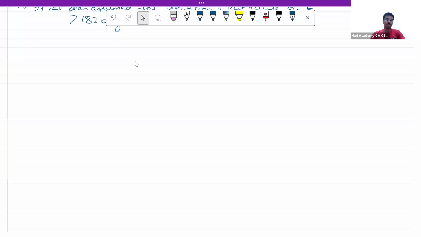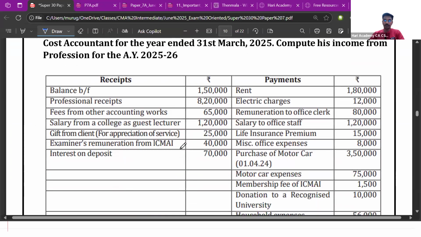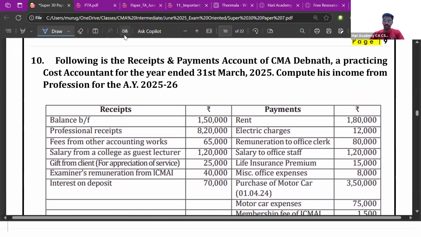The next question which we are going to deal with is going to have the receipts and payments account, and we have to find the profit itself. The solving of this problem will be different from the approach we have adopted now. We'll just see this question now.